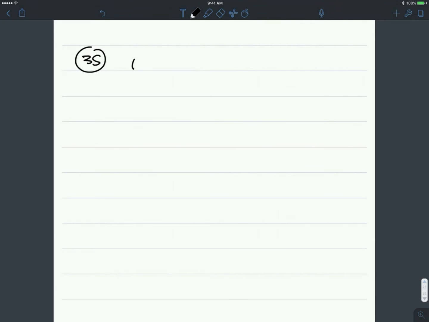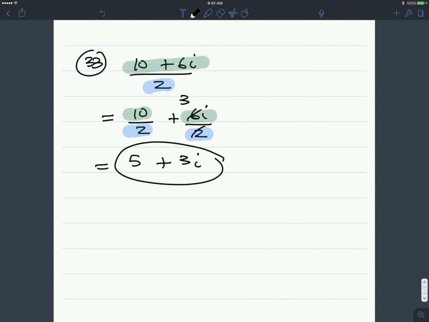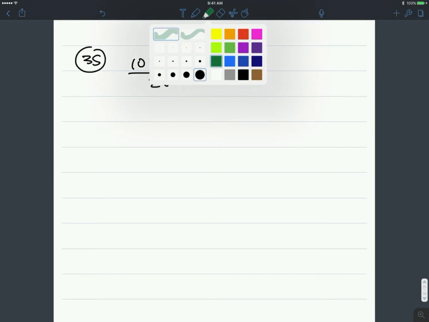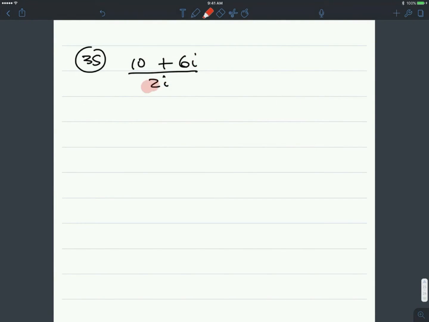Number 35. I have 10 plus 6i over 2i. Now, in this problem, this is different than 33. In 33, we divided by the number 2. In 35, we're dividing by 2i. This is a complex number, 2i here. We're rationalizing the denominator.